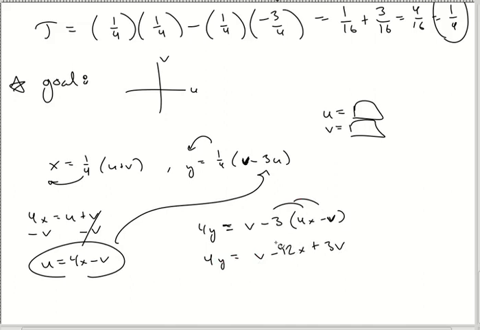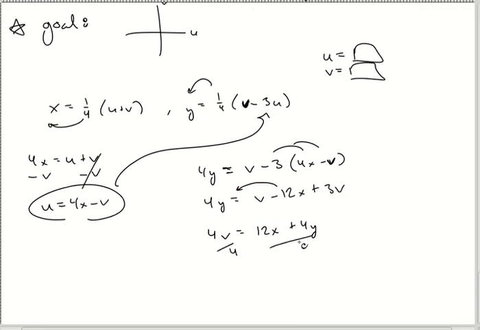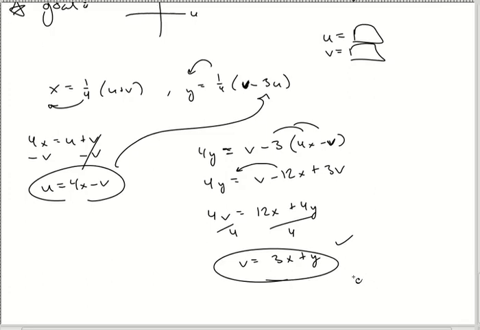These v's are going to combine, but I want to move this guy over. Let's move over my x. So I actually have 4v is equal to 12x, positive now, plus 4y. Of course, divide by 4, and so my v should be equal to 3x plus y straight up. This is really awesome. We like that.